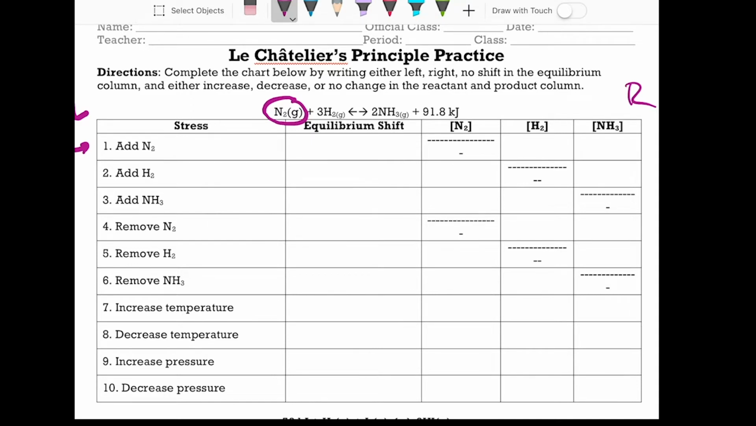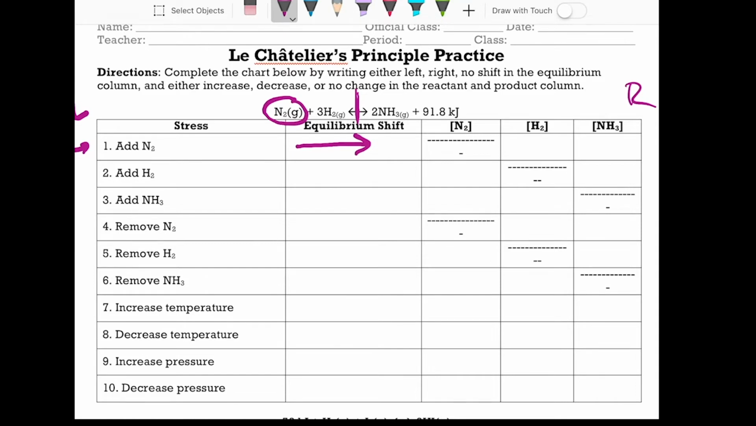So if you add N2, again, we're going to split it. Left side is before the arrow, right side is after the arrow. So if you add N2, what side is stronger? If you said the left, you were correct. And that means the left side is stronger, so it's going to take control and push it towards the right. So normally, the left side and the right side are equal strengths. But if now the left side is stronger, it pushes everything towards the right.